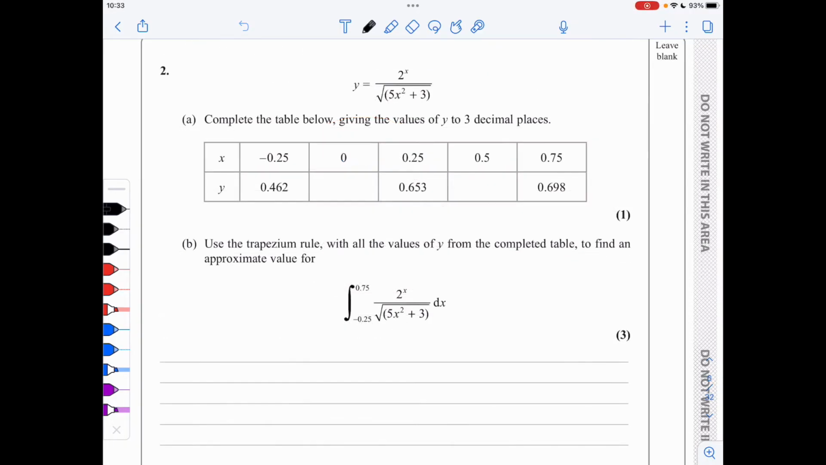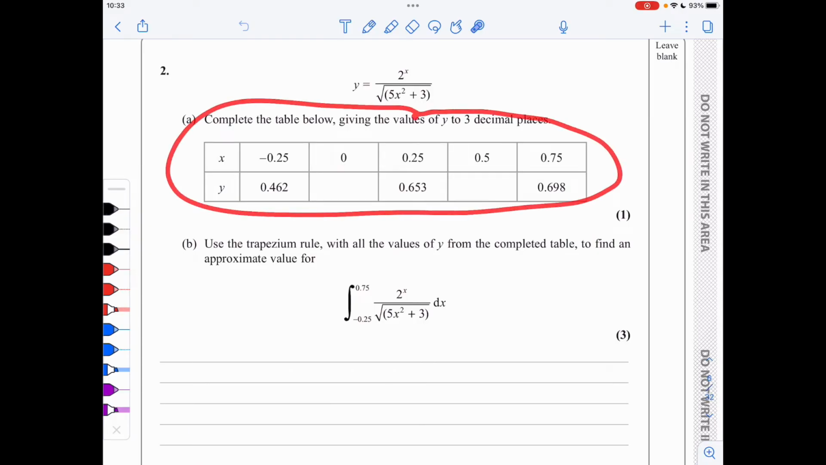and therefore we can conclude that the constant term is simply 17,616. In question 2, we need to complete the table here, giving the values of y to 3 decimal places.